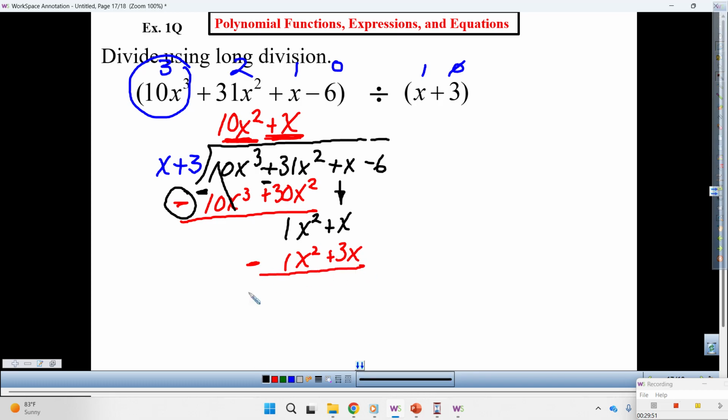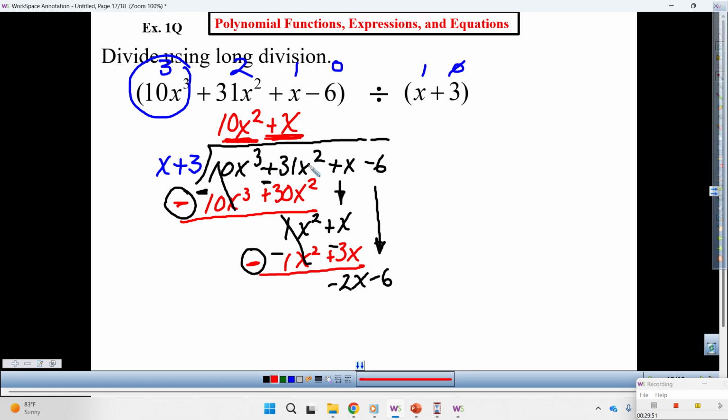Subtract. What did I ask you to do? Circle that and distribute a negative here and there. These cancel. So what is 1x minus 3x? That's negative 2x. And bring down the last term. Negative 6.